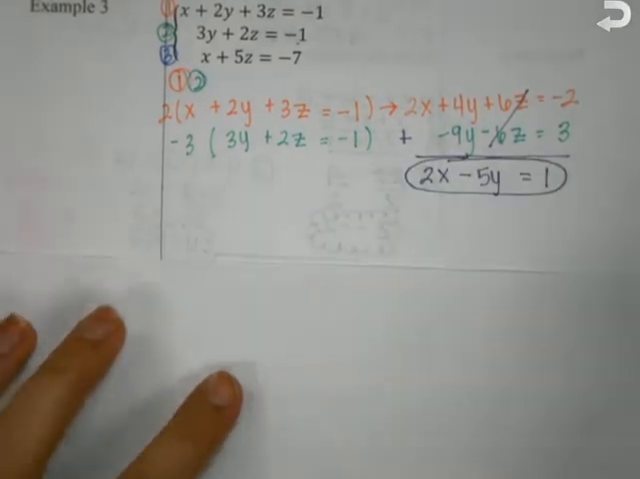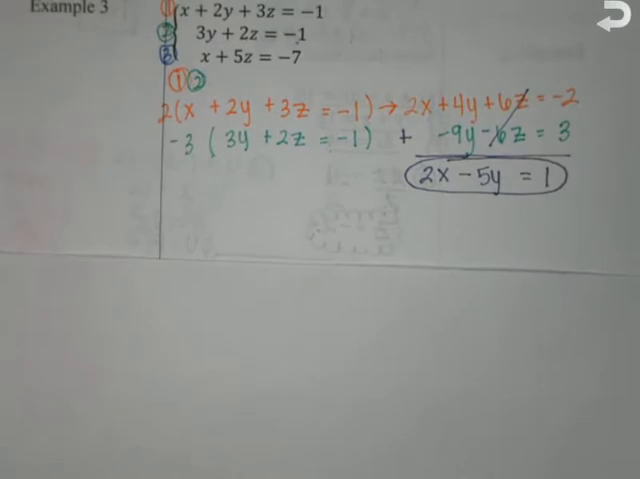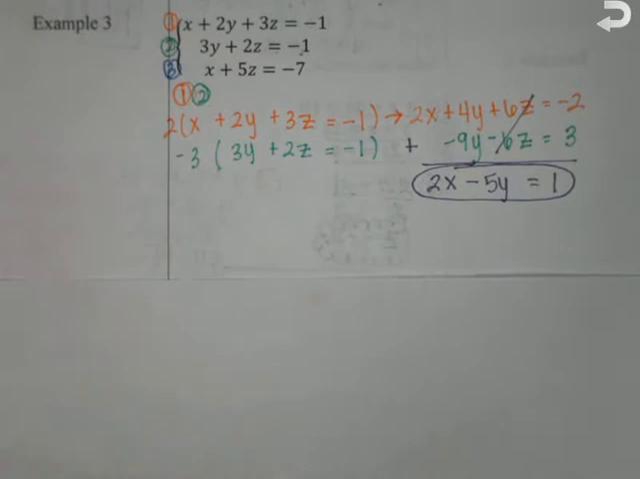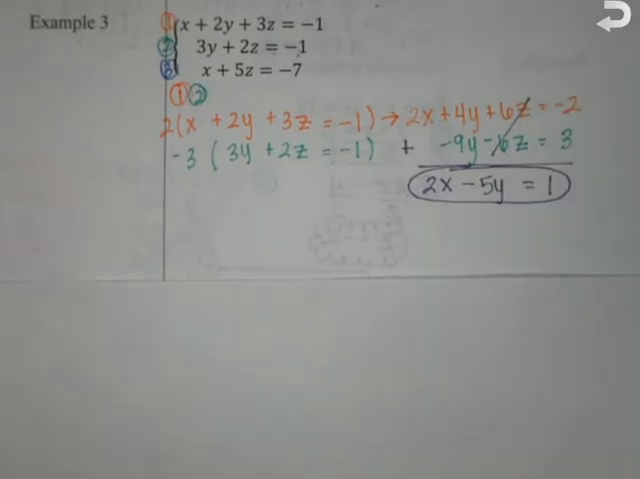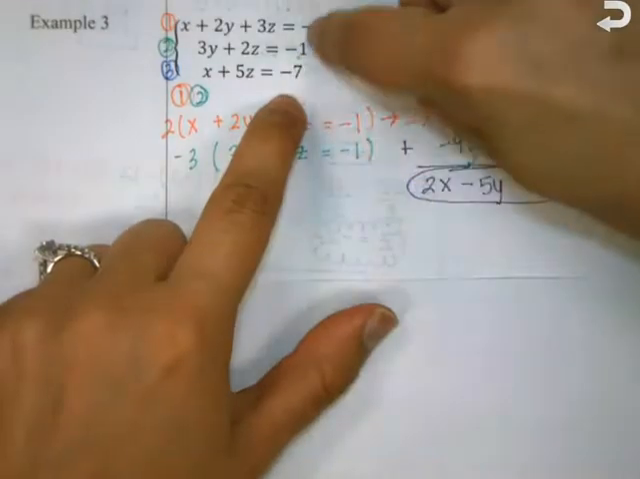All right, that was step 1. We combined 2 equations to eliminate one variable. Since we eliminated the z's in this step, we have to eliminate z again. So looking at our three equations, we have to pair two of them so we can eliminate z. We can pair 1 and 3 or 2 and 3.